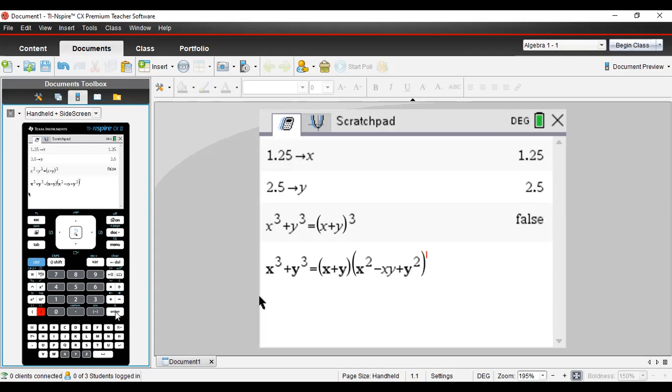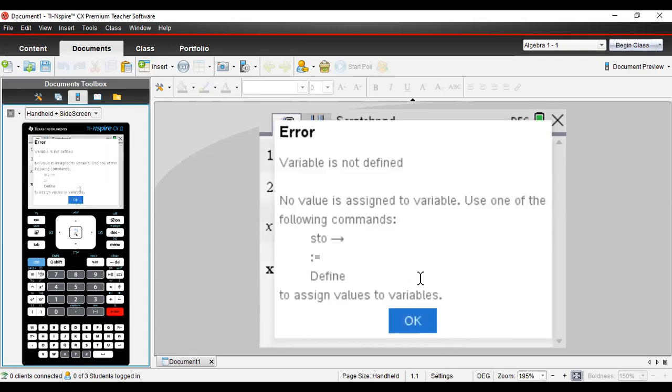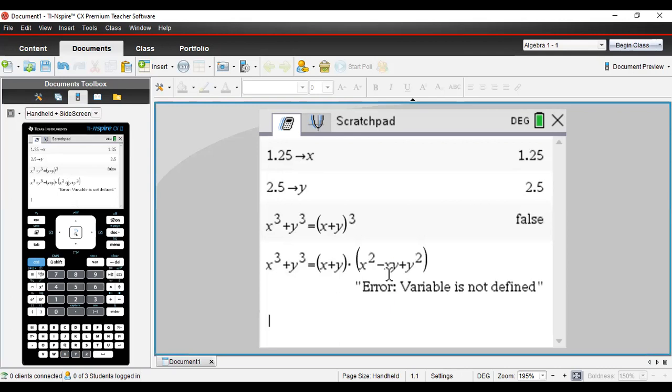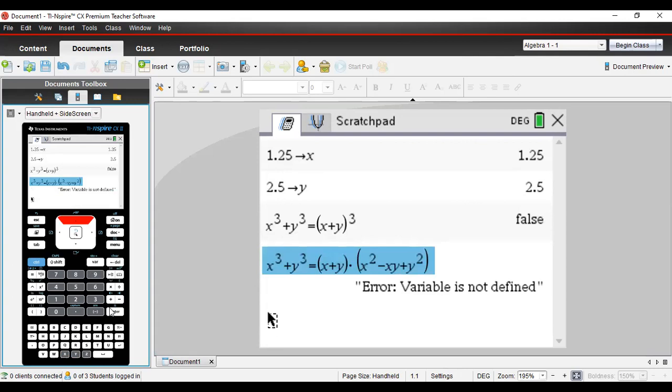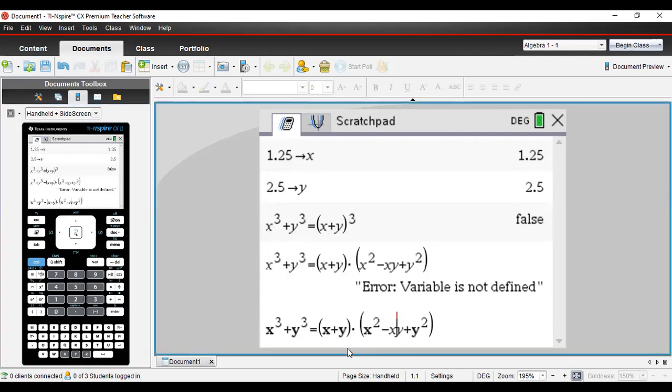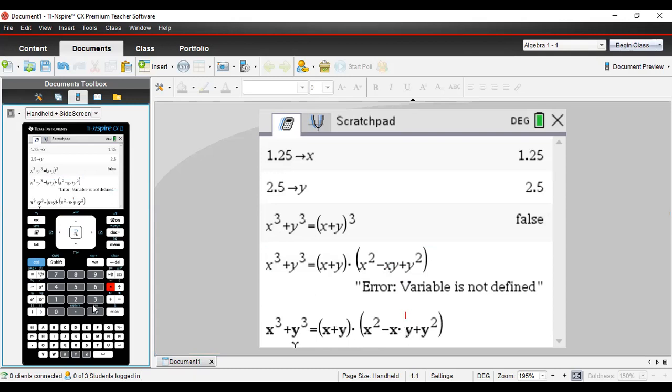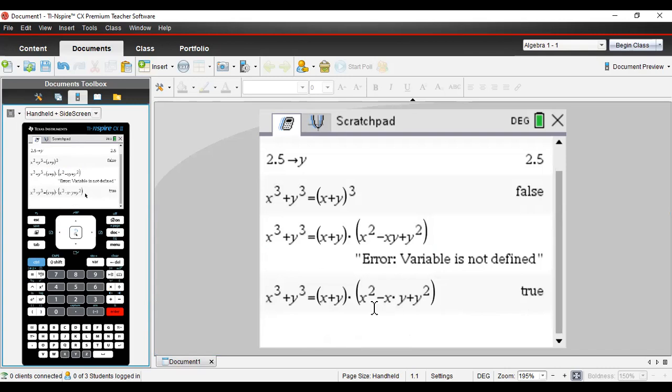So when I press enter, I get the variable is not defined. And what that basically means is if you see this XY here in the middle, the calculator thinks that you tried to create a new variable with X and Y combined. And that's not what we're doing. We're actually trying to multiply that. So the way to fix this is you're going to put an actual multiplication symbol in there. Now notice it went from unbolded to bolded, which means that now we've got numbers stored in there. And now I press enter and it says, hey, that's the answer.